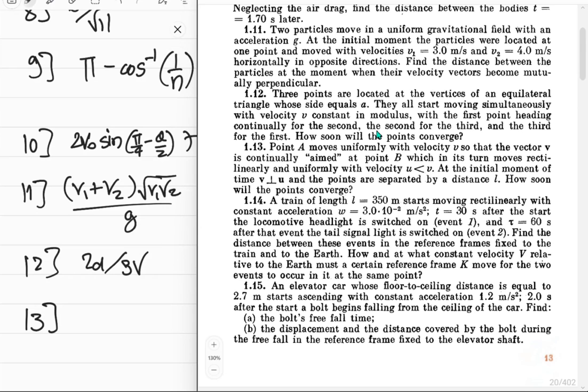13th. Point A moves uniformly with velocity v so that the vector v is continuously aimed at point B, which in turn moves rectilinearly and uniformly with velocity u, which is less than v. Hey, I think I've seen this question somewhere in the past. Like maybe one of my tutors made me do this. I think, yeah.